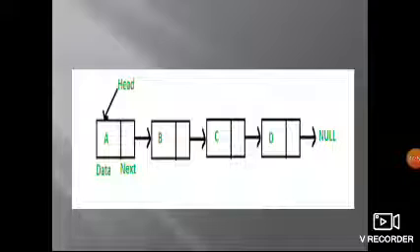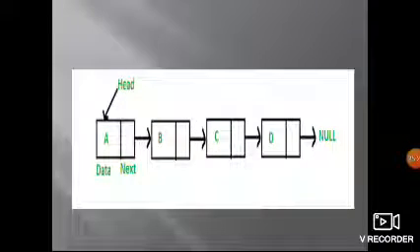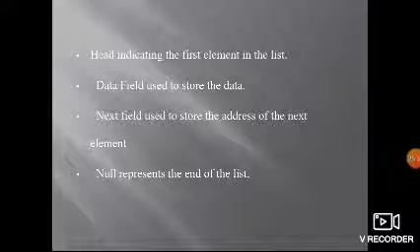See, these are the nodes. We represent the collection of elements, and we call them nodes. The node will contain the data and the next, this is the head, and at the last one we have the null. In the data I am storing A, B, C, D, and the next will contain the address. Head indicates the first element in the list. We don't know which is the first one, so the head represents the first element.